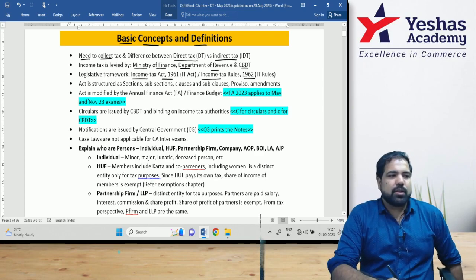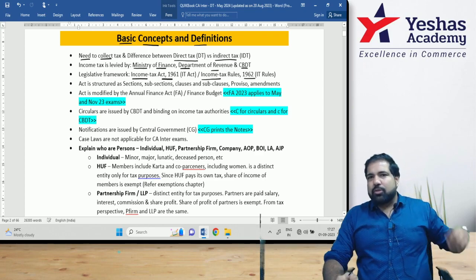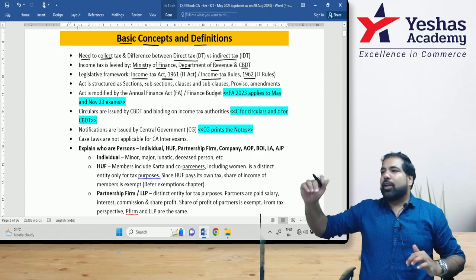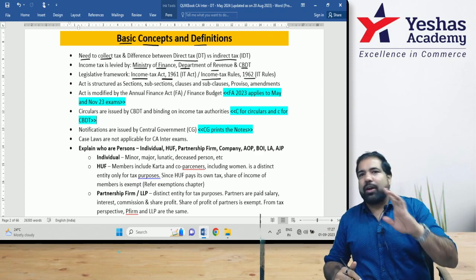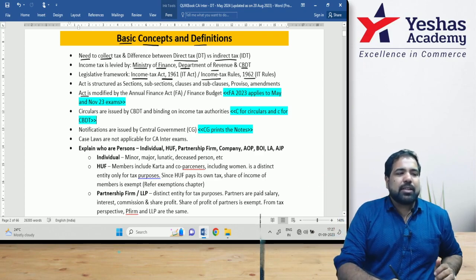Of course, the act is divided into sections, subsections, etc., which we'll keep looking at and we'll keep learning by heart the important ones. You don't need to learn every section by heart, but for every chapter, I will tell you which sections are important and those sections you have to learn by heart.